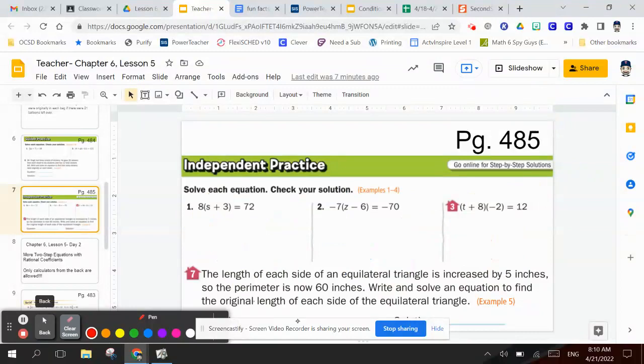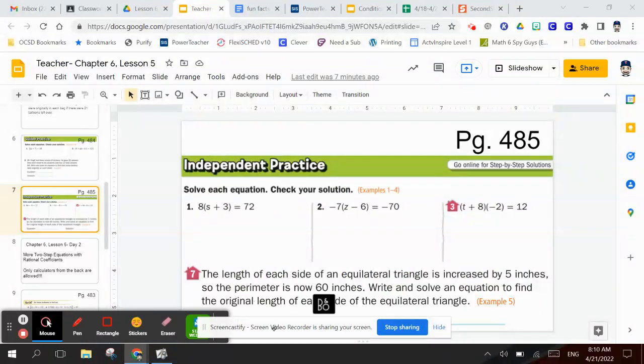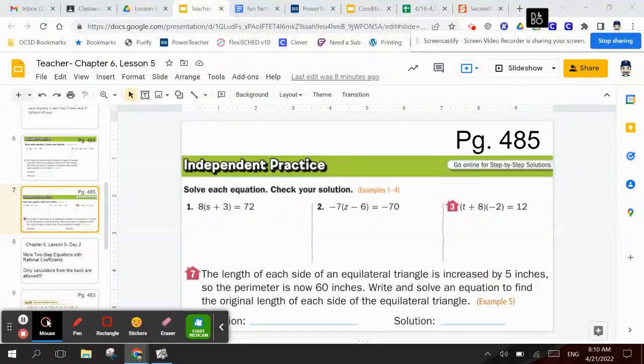So then to look at the last one, it says the length of each side of an equilateral triangle is increased by 5 inches. So the perimeter is now 60 inches. Write and solve an equation to find the original length of each side of an equilateral triangle.